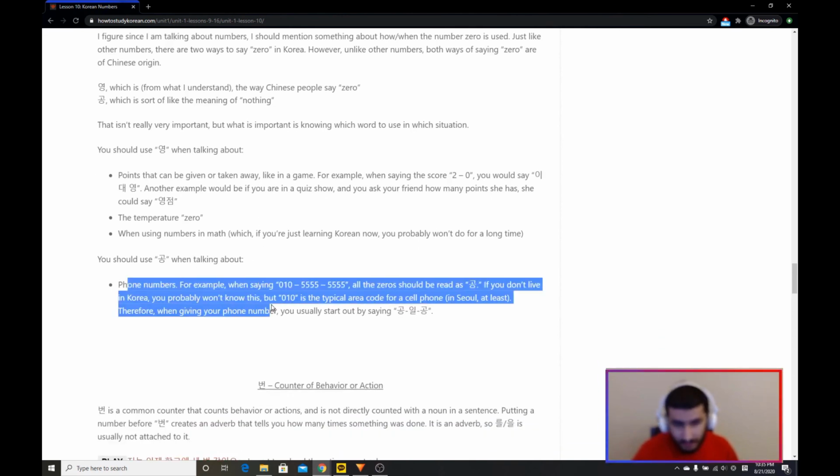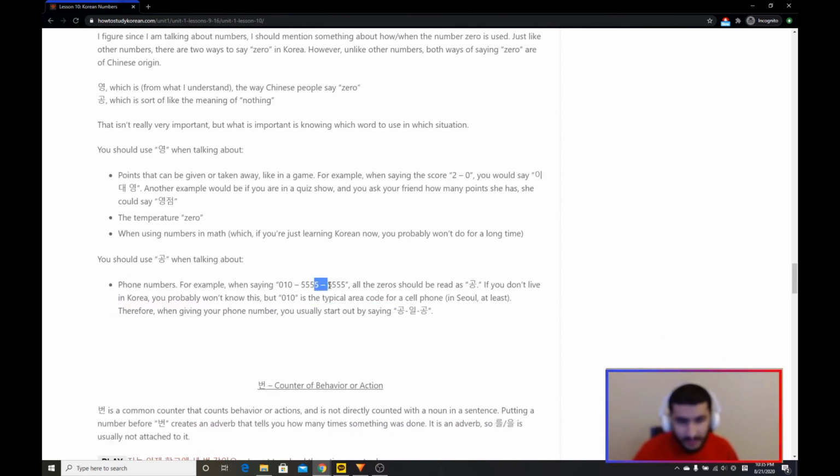공, phone numbers. For example, when you're saying 010-555-5555, this would be 공 일 공. Sorry, if you don't live in Korea, you probably won't know this, but 공 일 공 is a typical area code for cell phones in Seoul, at least. Therefore, when giving your phone number, you usually start out by saying 공, 일, 공.